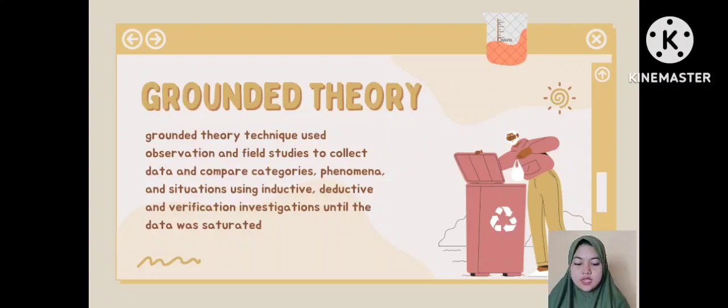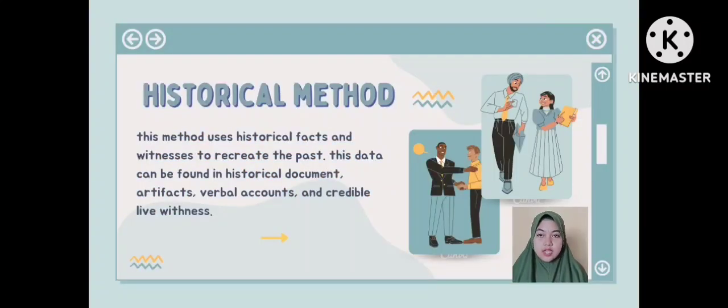Grounded theory technique uses observation as field studies to collect data and compare categories, phenomena, and situations using inductive, deductive, and verification investigation until the data is saturated. Grounded theory's goal is to generate hypotheses based on conceptual ideas. This qualitative research method can be used in both qualitative and quantitative research. The purpose of the grounded theory method is to assess the effects of social behavior. The last type of qualitative method is the historical method.